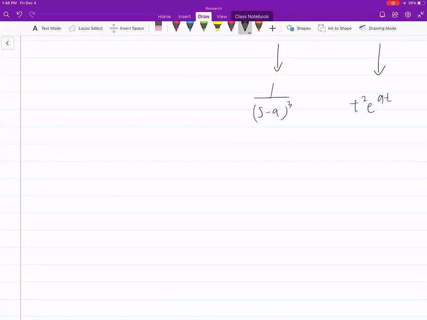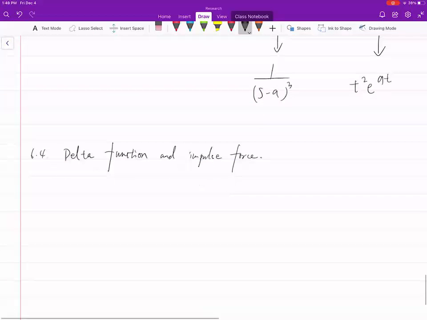All right. 4. What do I have? Delta function and impulse force. Okay. So the first one we wanted to introduce is something called a delta function. Moreover, it's Dirac's delta function.